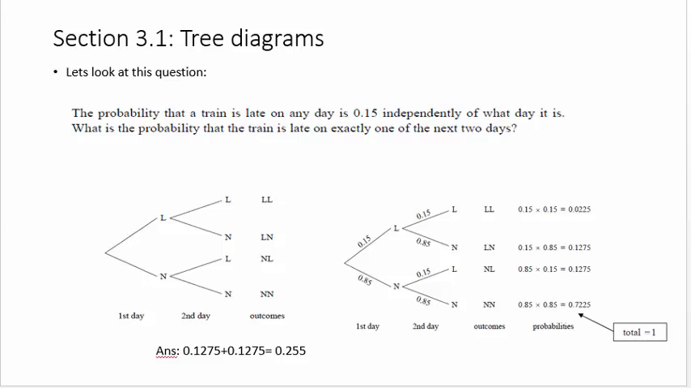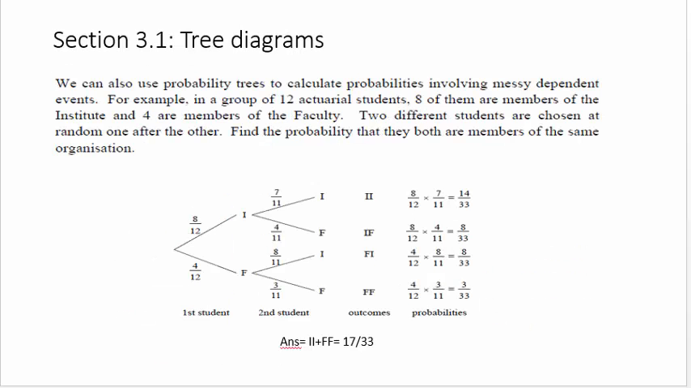The favorable outcomes are the train being late on exactly one of the days. So our favorable cases are late, not late, and not late, late. The answer to this question will be the sum of these two, which is 0.255. So we can see how a tree diagram simplifies the given problem. Let's take another, more complex example for the application of tree diagrams.